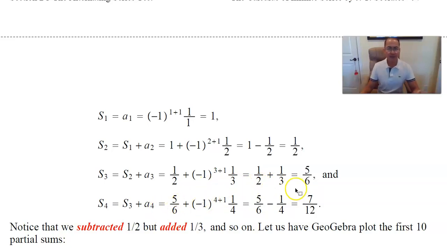Next partial sum, S3 or 5/6, we will add a4, but a4 is negative 1/4. So we are subtracting 1/4 from 5/6. Okay, so we get 20 minus 6, 14/24, which reduces to 7/12. So instead of showing you the diagram that I have down here, let's go to GeoGebra and reconstruct it ourselves, and maybe we'll use different colors.